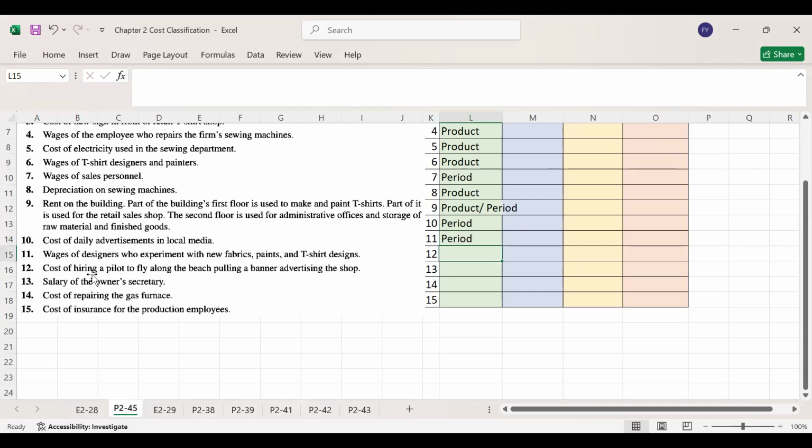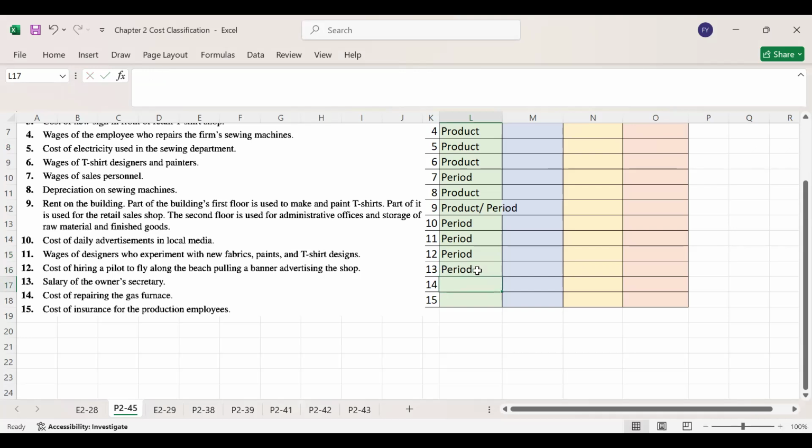The next one is cost of hiring a pilot to fly along the beach, pulling a banner advertising the cost. So this is advertising cost. Advertising cost is a part of period cost. The next is salary of the owner's secretary. Again, this is period cost.